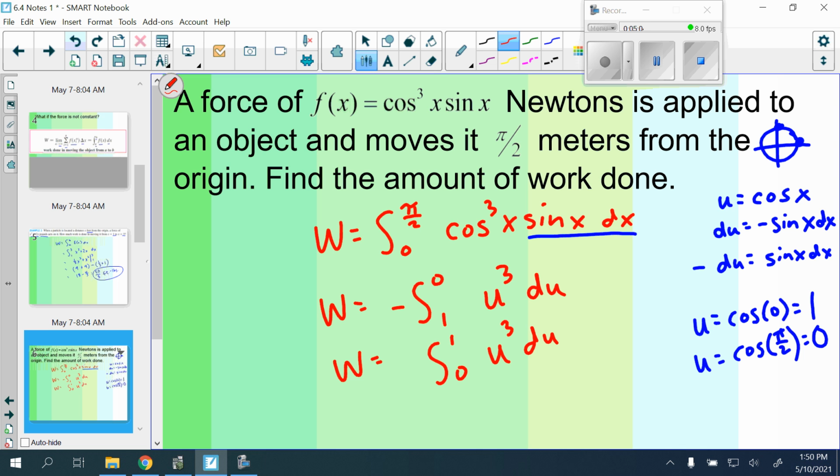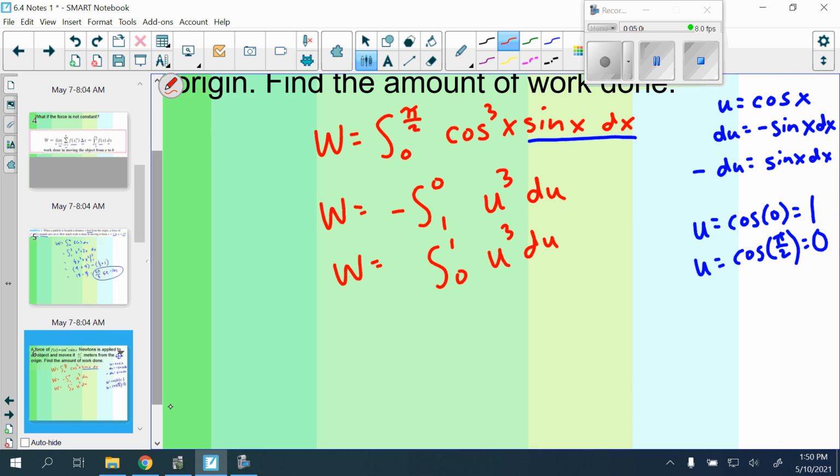This antiderivative's pretty simple here. So we get 1/4 u to the 4th evaluated from 0 to 1. I don't need to substitute back in because I've already changed my limits. And so this would be 1/4 if we plug 1 in. If we plug 0 in, it's 0. So it looks like here we just get 1/4.